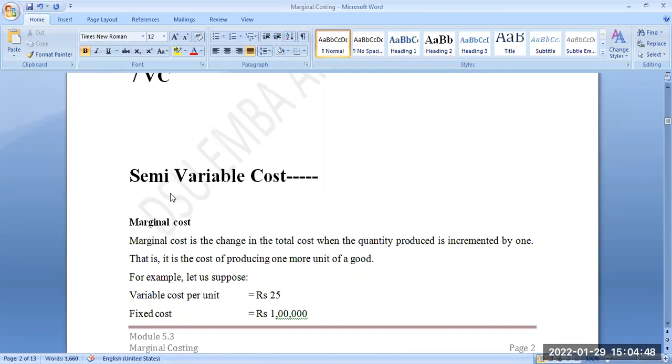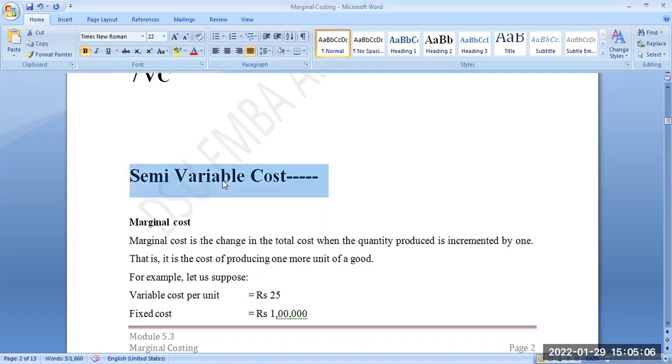That is called semi-variable. Even electricity, up to a certain number of units, is fixed. You have to pay 1000 rupees per month. You can consume 100 units. After 100 units, every unit will be charged at 3 rupees or 4 rupees. If that is the case, that kind of expenditure is called semi-variable cost.